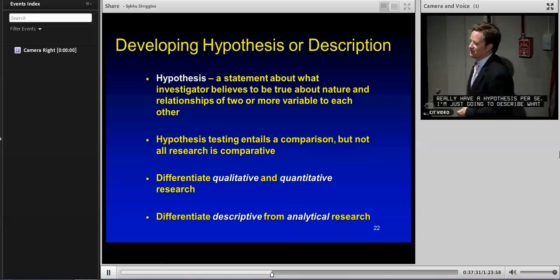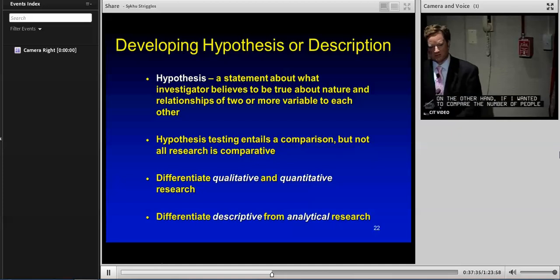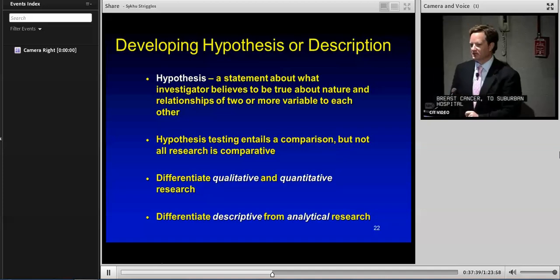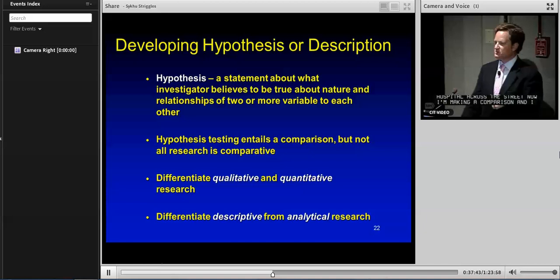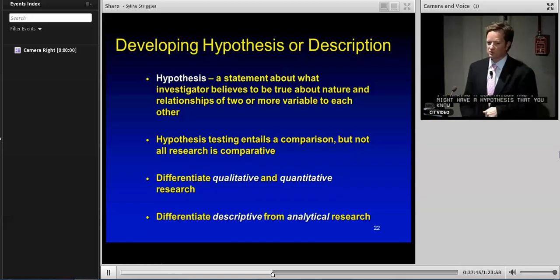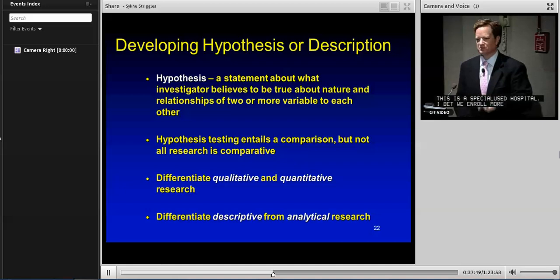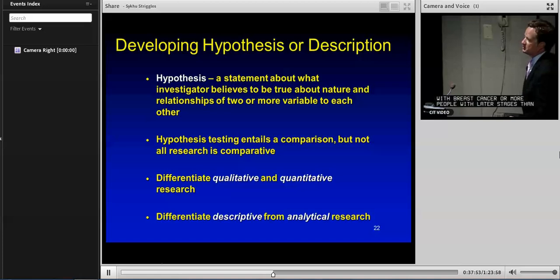On the other hand, if I wanted to compare the number of people admitted to this hospital with breast cancer to Suburban Hospital across the street, now I'm making a comparison, and I might have a hypothesis that, you know what, this is a specialized hospital. I bet you we enroll more patients with breast cancer or more people with later stages of breast cancer than they do across the street. That's a hypothesis because it has a comparison.